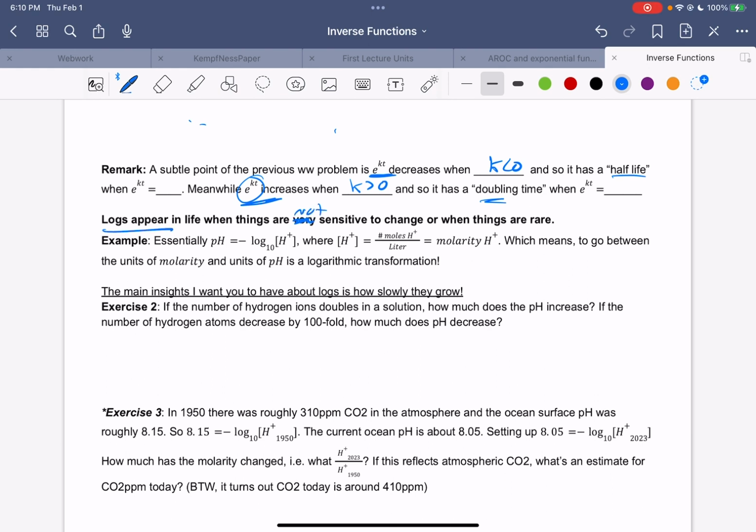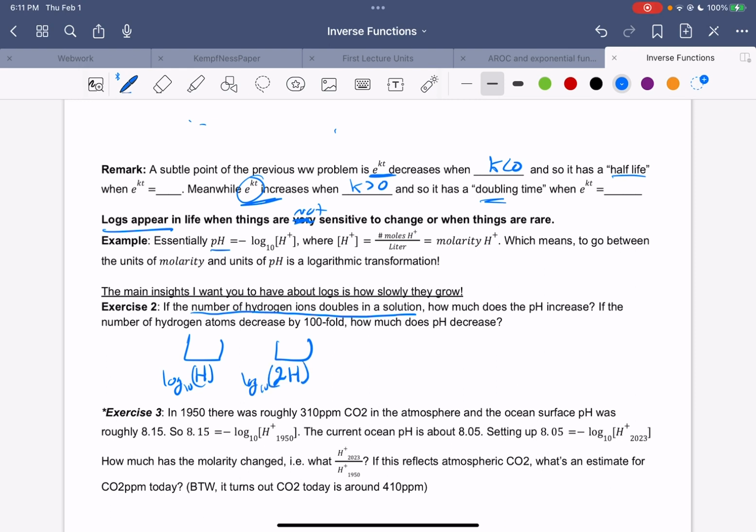Look, logs appear in life when things are not sensitive to change. An example is pH. pH is the negative log of the molarity of hydrogen ions. Let me show you what I mean by not sensitive to change. If the number of hydrogen ions doubles in a solution, if I snap my fingers and it doubles, or if I'm comparing two solutions and this solution has a molarity of H, I'll call it, and this solution has a molarity of 2H, what's the pH? How do they compare? Well, I'd have to take a log base 10 of this, and I'd have to take a log base 10 of this.